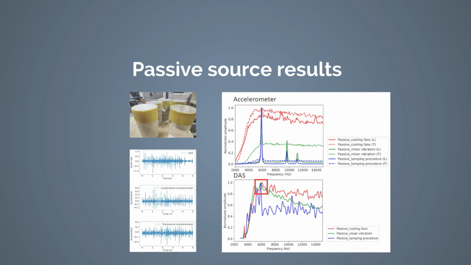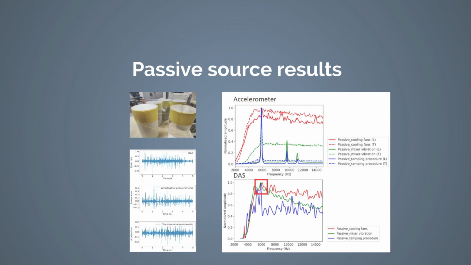To identify a passive monitoring source, we also investigate the ambient vibration from various laboratory activities, including the cooling fans, the mixer vibration, and the tamping procedure. The longitudinal accelerometer detects the identifiable resonance peaks corresponding to the transversal, longitudinal, and first-order transversal resonance at 5,800 Hz, 9,600 Hz, and 11 kHz. The transversal accelerometer only detects the transversal resonance, while the longitudinal accelerometer measures both, indicating that the passive source contains more intense transversal energy.